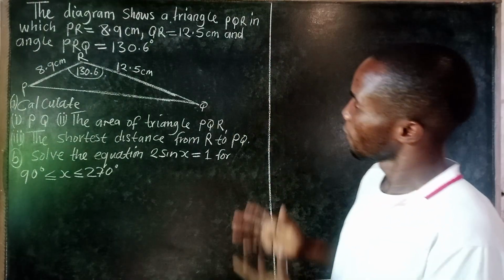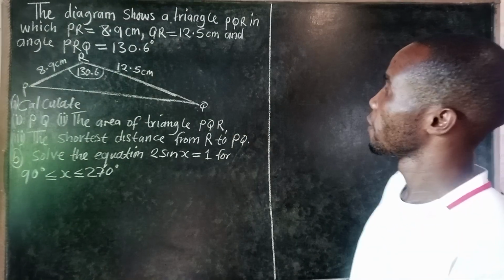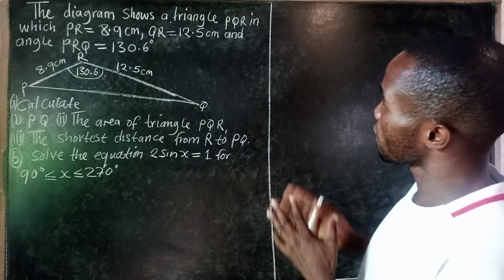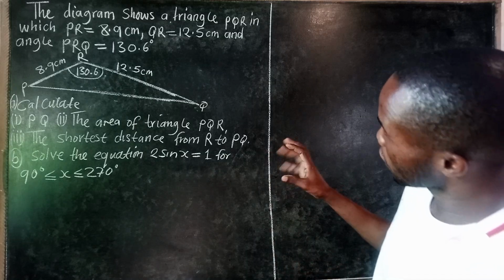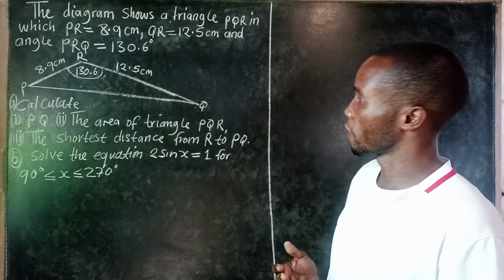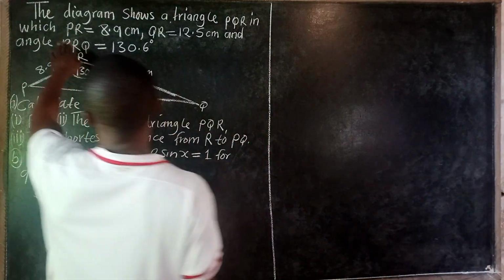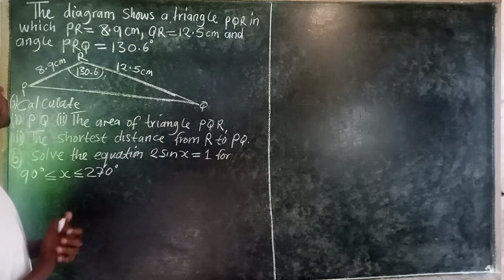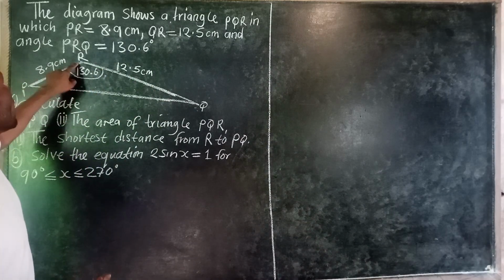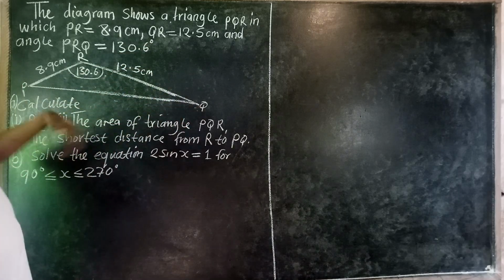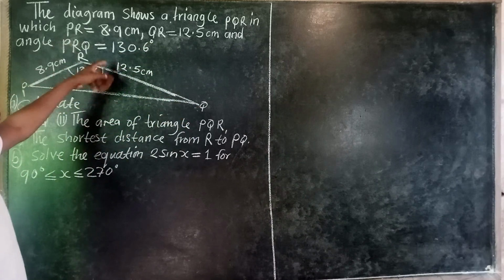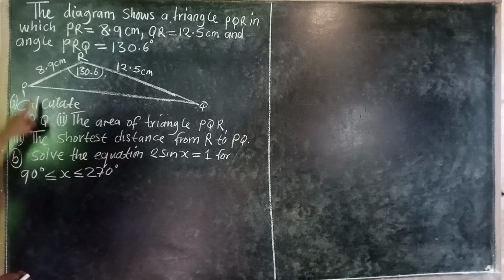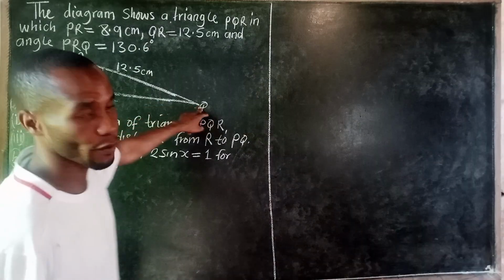With me here, I've come with this question that you are able to see on the board, and this is trigonometry. Okay, so I want to see how trigonometry is being handled. So we can start. The diagram shows a triangle PQR, in which PR is given. Then QR also is there, and angle PRQ is given. Then the question says calculate PQ. So we are going to calculate PQ.